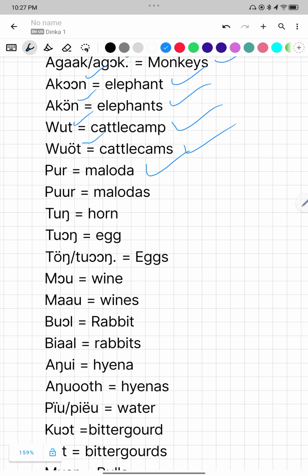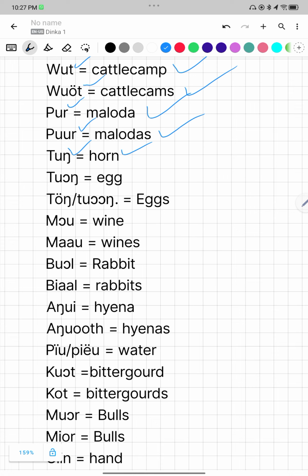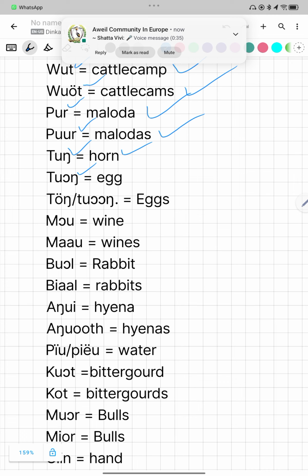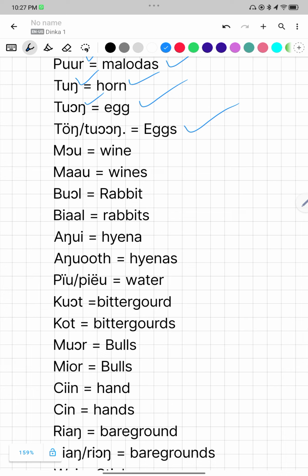Fur means maloda. Fur means malodas. Tung means horn. Horns. Tuang means egg. Tung, or tuang, eggs. Mau means one. Mau means once. Ball means rabbit. Bial means rabbits.